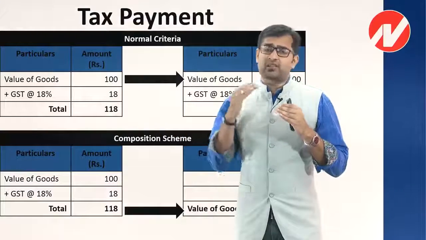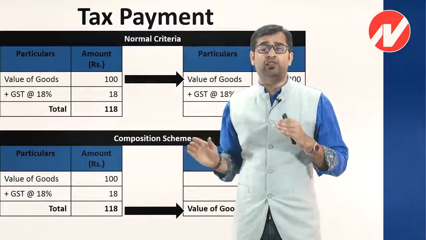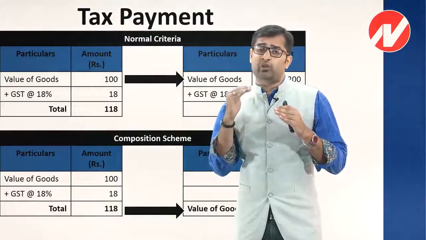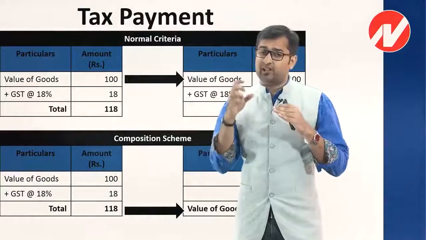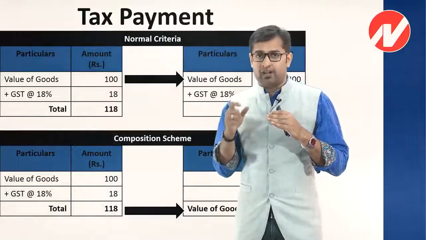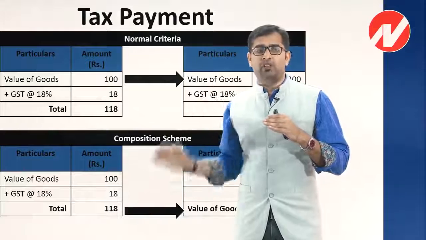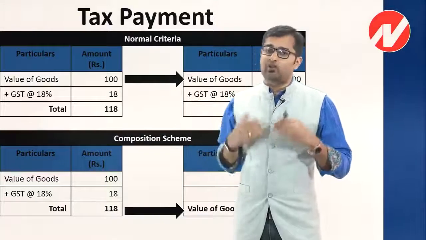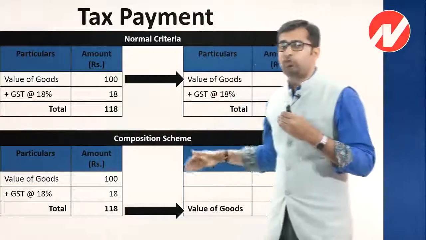But composition scheme has a very basic condition which says you are nowhere eligible for ITC. So your raw material purchase value will not be recorded as 100 and ITC at 18. Rather your purchase value will be recorded as 118 only. Because I am nowhere going to get an ITC of whatever taxes have been paid on purchases. So your raw material account debited will be 118 rather than raw material account 100 and ITC account 18. So your raw material account debited will be 118. And on that 118, we'll make a value addition of 100 rupees from our side. So that means my product will be sold in market at 218 rupees.